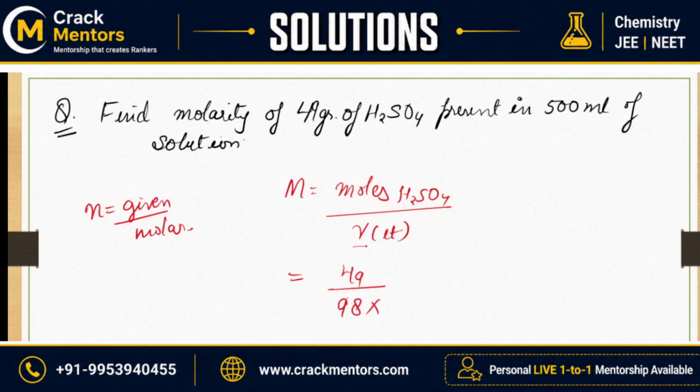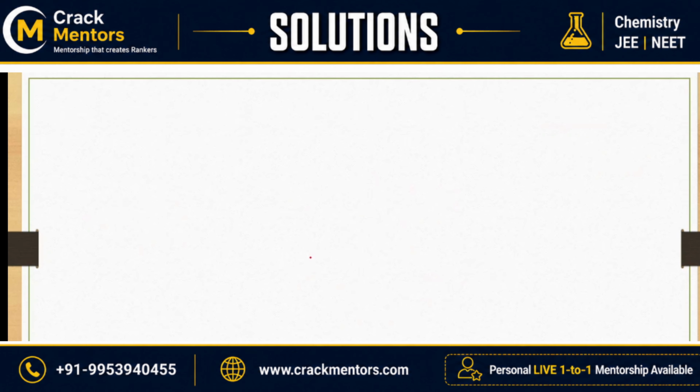Now I want to keep the volume in liter. So this is 500 ml, so it will become 0.5 liter. Okay. So this will become just like this. Now when you will calculate, you will get 1 molar solution. Okay. Now let's proceed on to the next question.